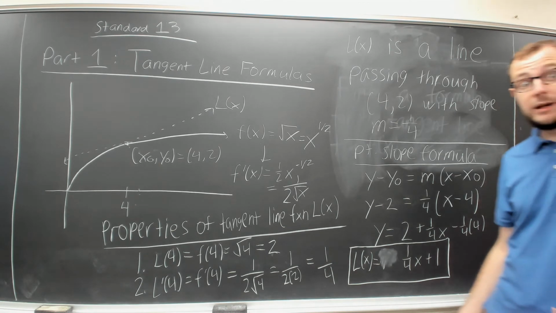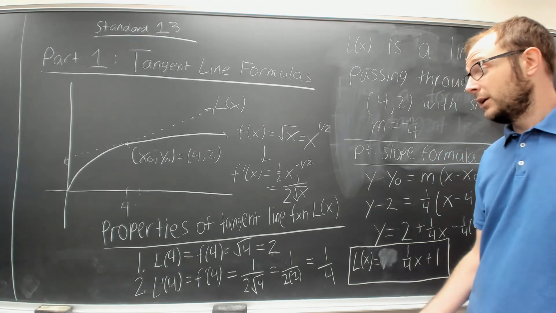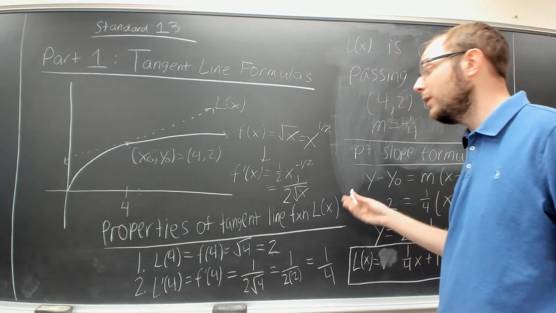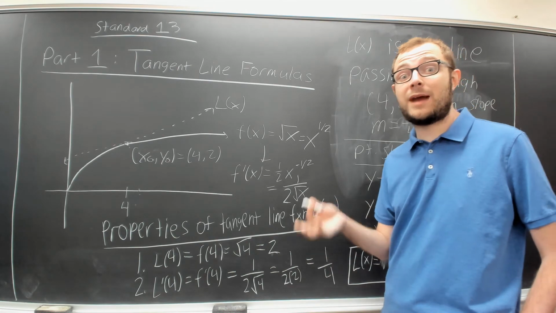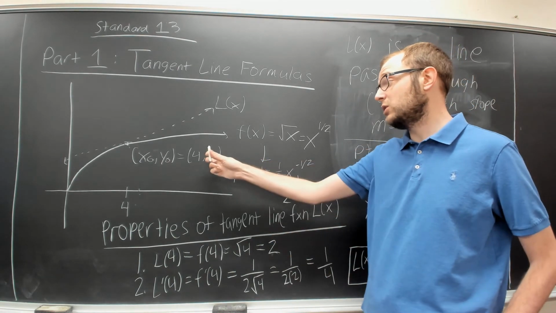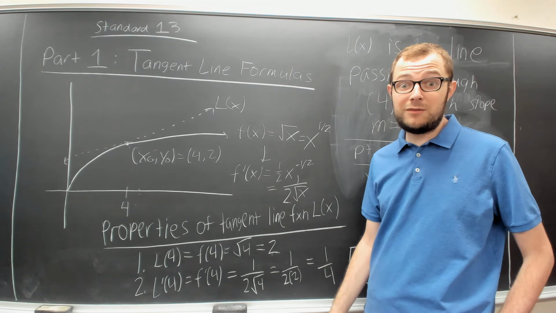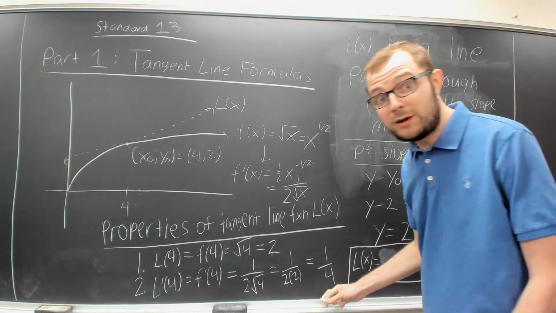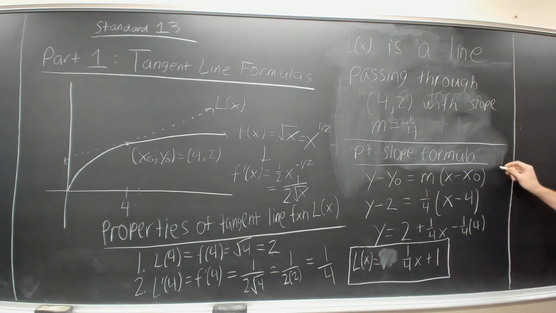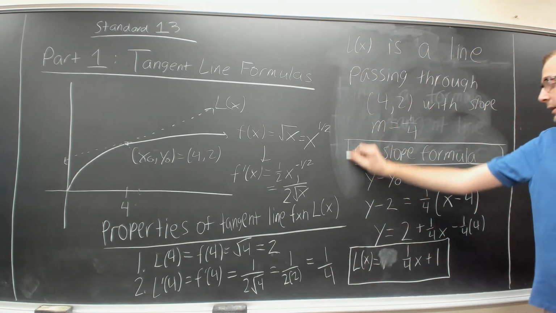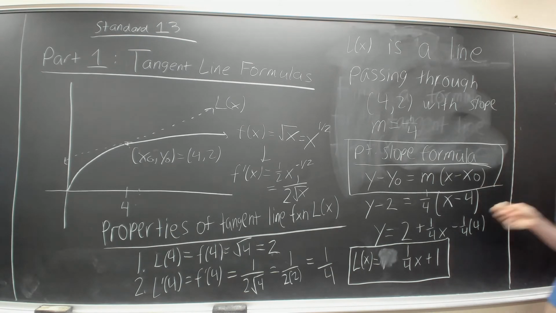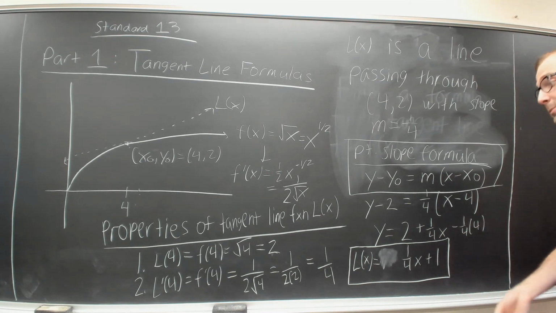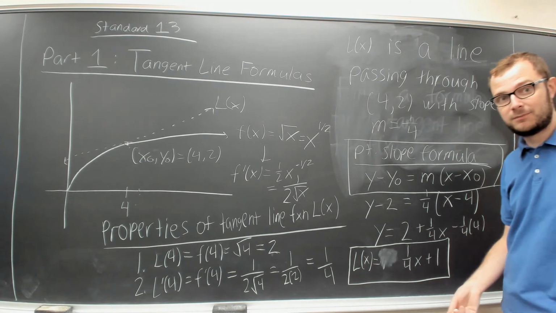And so in general, whenever we're finding the tangent line to a function, we can use the point at which we're taking the tangent line to find a point, (x0, y0), on the graph of our tangent line, in this case (4, 2). We can also take a derivative to find the slope of our tangent line. In this case, it had a slope of 1/4. And then using the point-slope formula of a line, right here, we can plug that information in, and that will tell us a formula explicitly for our tangent line L of x.